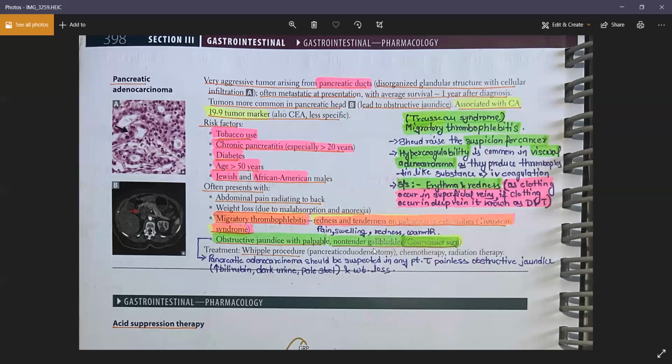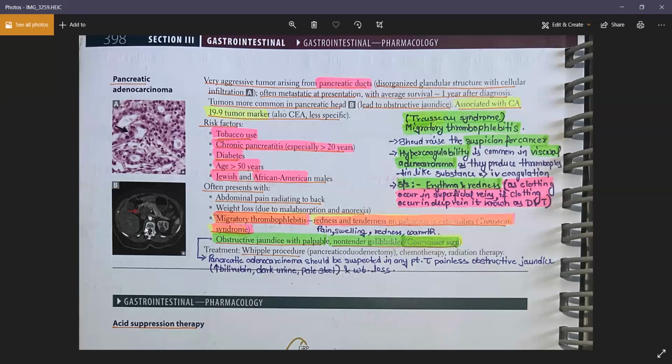Okay, and that's all about pancreatic adenocarcinoma. Now let's discuss the treatment. Treatment is the Whipple's procedure, in which you do the pancreatoduodenectomy. You will remove the pancreatic head and tail, and you will also remove part of the duodenum. So this is the pancreatoduodenectomy that you will do for the Whipple's procedure. You can also give the patient chemotherapy, of course, and radiotherapy.